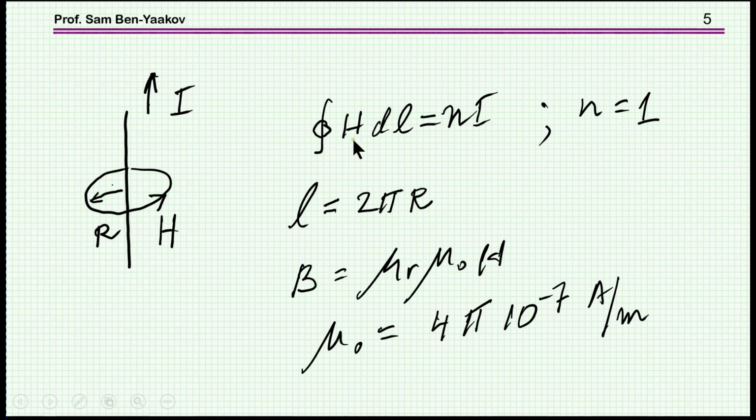Now let's see what's the basic physics behind it. We have Ampere's law, the integral of H dl equals n times I, the circular integration. In this case, if we have one wire with a current, n is equal to 1, and the length for a given radius is 2 pi r. B is mu times H, where mu is the relative permeability times the vacuum permeability, when the vacuum permeability is expressed like this in SI units.